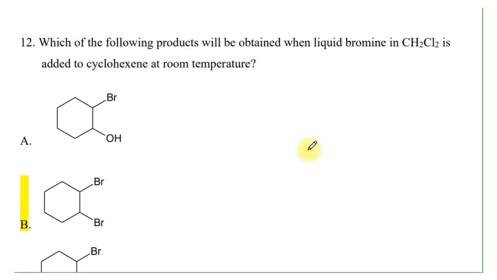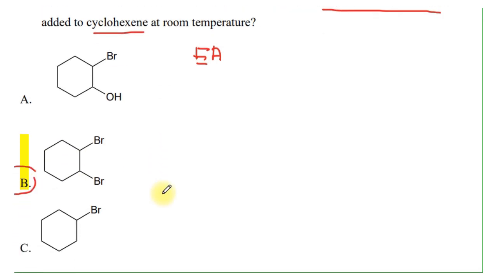Okay, question number 12. Which of the following products will be obtained when liquid bromine, meaning bromine in inert solvent, is added to cyclohexene? Actually this is electrophilic addition. 2 bromine atoms will be added. So the answer is B. No doubt.